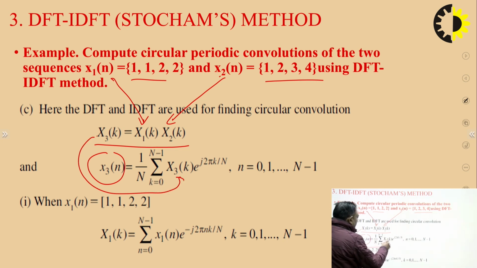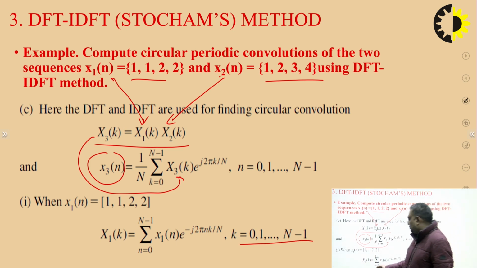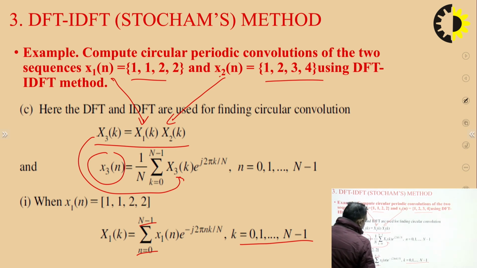Okay, let us start with 1 1 2 2, which is our given sequence, and you know the DFT formula, X(k) equals the sum of x(n) e to the power minus j 2 pi nk by N, where k equals 0 to N minus 1. Similarly, the value of n is 0 to N minus 1 here, as we are finding it for sequence 1. So we are writing X1(k), and we will solve it.